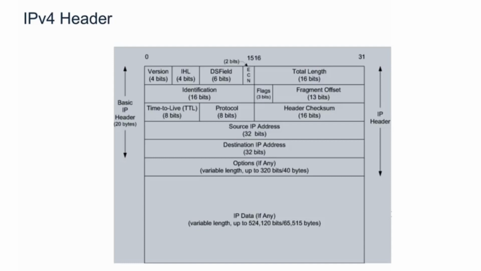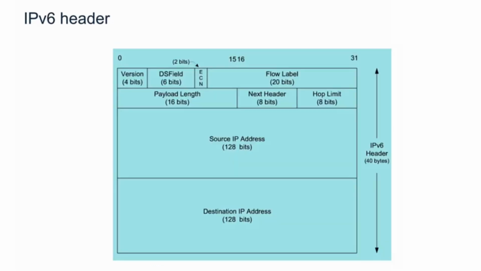This is an example of an IPv4 header. You should remember the version, time to live, protocol, source IP address, and the destination IP address. This is an example of an IPv6 header. It actually has fewer fields. The first field, of course, is the version. Here is the source IP address, but instead of being 32 bits long, it's 128 bits long, as is the destination address.